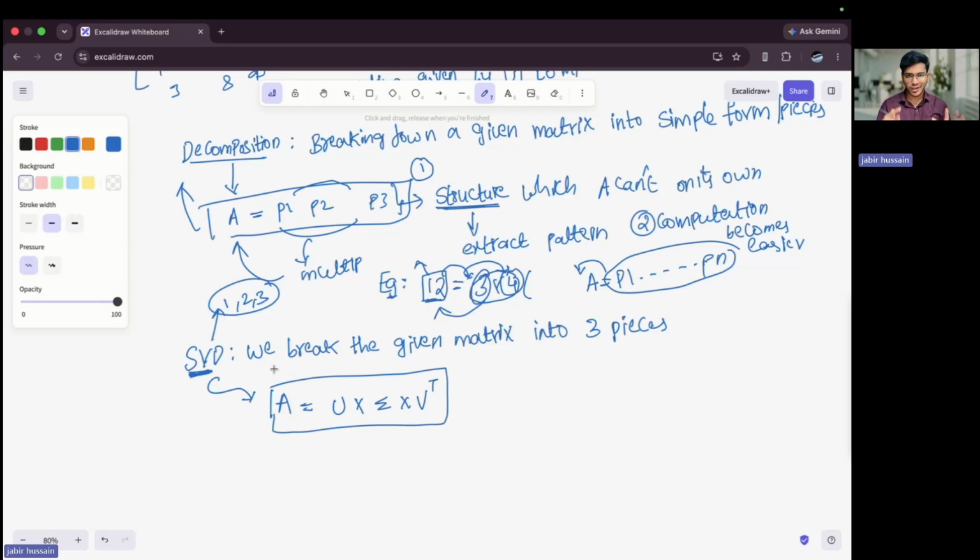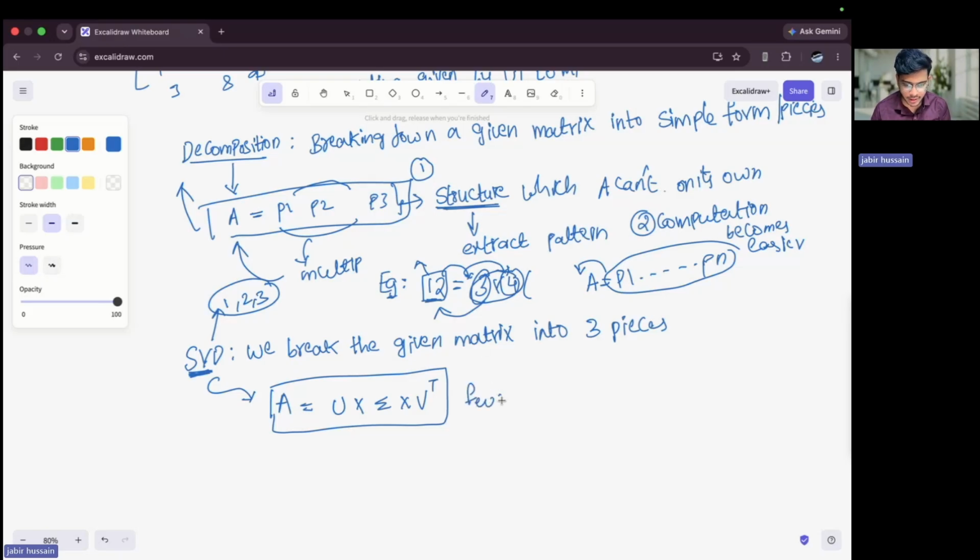I hope you have understood what is SVD. I'll go into numericals. Once we go into numericals, everything will become clear. But this is the definition of SVD. I hope you have got it. I have just mentioned what is decomposition. What is SVD? SVD is a special type of decomposition where we try to break our matrix into exactly three pieces, and these three pieces are important, and I will talk about them in a few minutes.